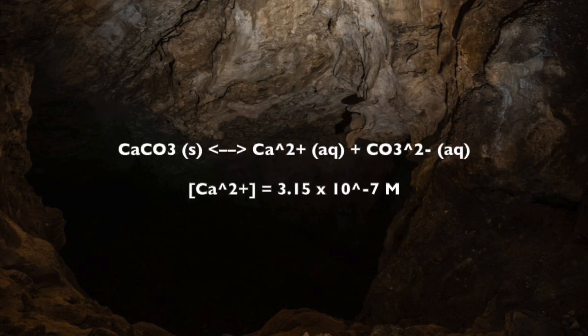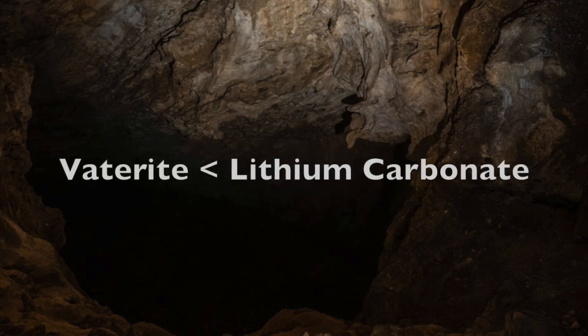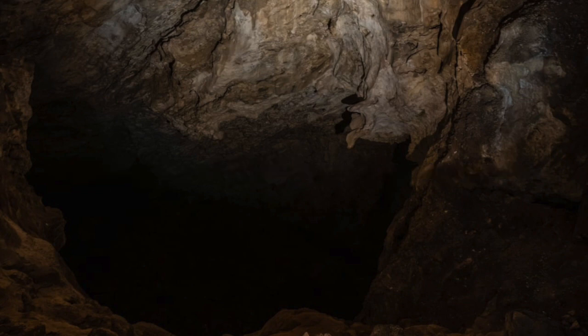We can then use this concentration of CO3 2 minus ions to find the amount of calcium 2 plus ions using the solubility product constant. And this is because everybody knows vaterite is far less soluble than lithium carbonate.